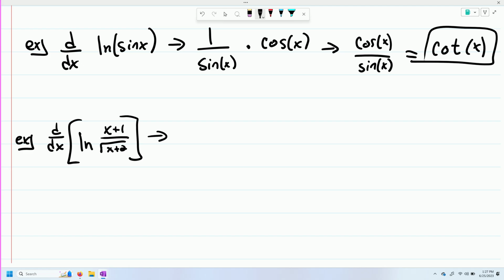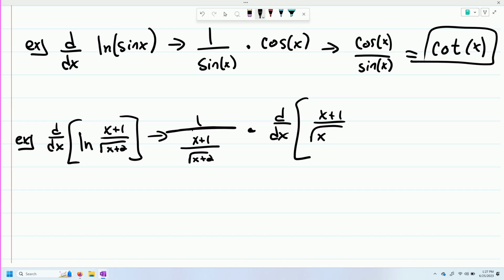This is going to equal 1 over x plus 1 over the square root of x plus 2 times the derivative of x plus 1 over the square root of x plus 2. This is nothing more than, remember, this is our argument here. So that's u, so it's 1 over u times du over dx. It's the derivative of u with respect to x. So that's all I did here.